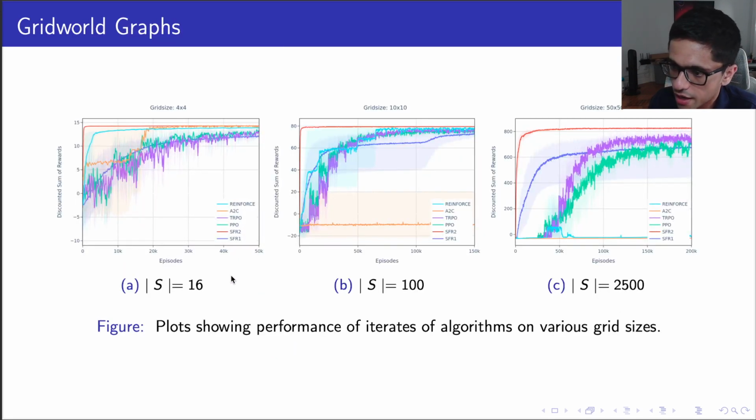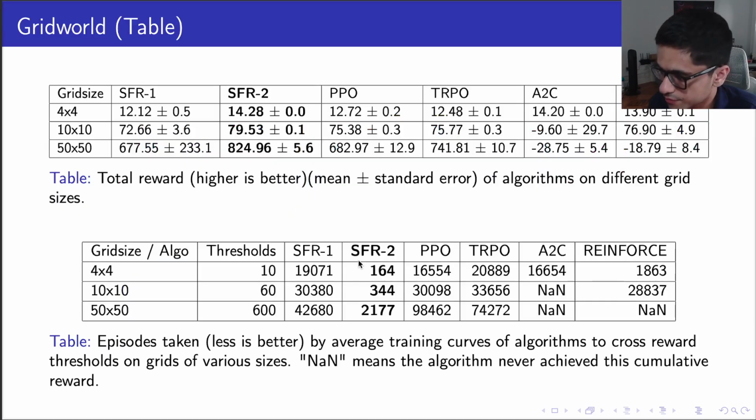So we can see that SFR outperforms everything else. From the table, we see that it gets the highest reward across every grid and has the least variance too. And then it achieves a high performance with fewer episodes.